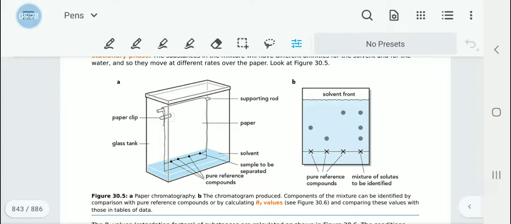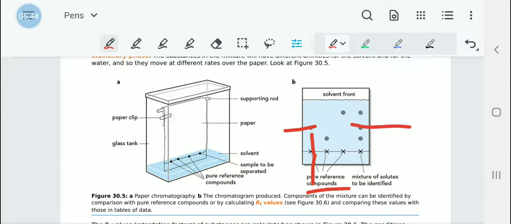In other words, what it means is, if you have these pure reference substances, for example, if you are checking whether there is an amino acid, and you add amino acid, then it would move up to this point. So if in the mixture there is a dot here, then you can identify that amino acid is present in that. The same thing here, if chemical X travels up to this point, and there is a dot appearing here, then you know that it could be that particular chemical. I hope you understood.